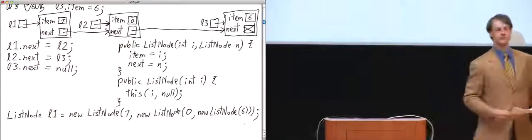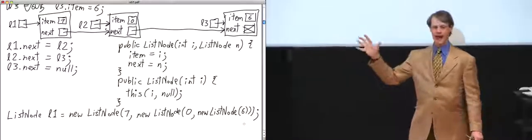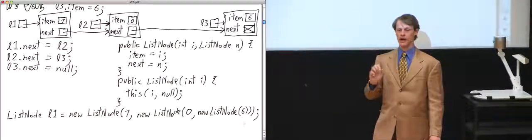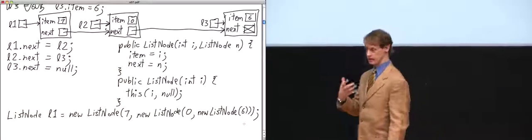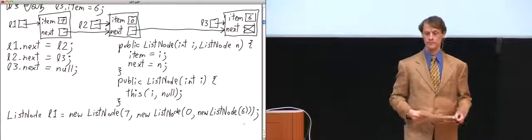Like that. So that one line of code kind of replaces all the previous lines of code, except that it doesn't set up the references L2 and L3. It gives you the same list, but it only sets up one reference to L1.